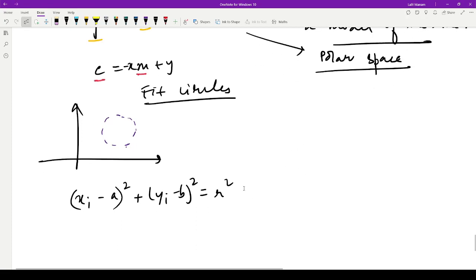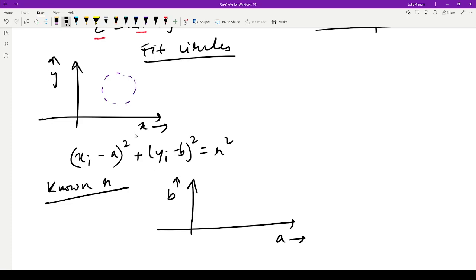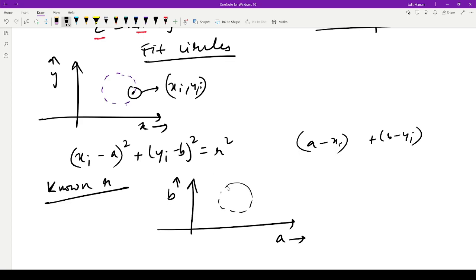And if I know r, with known r, what happens? Can anyone tell? This is xy space. How will the AB space look like? Circle, yes, right? It's a circle because you can just write it as a minus xi plus b minus yi. For a given xi and yi, that means if I choose a particular xi and yi, what does it give? It gives me a circle like this. Okay, this is the idea.